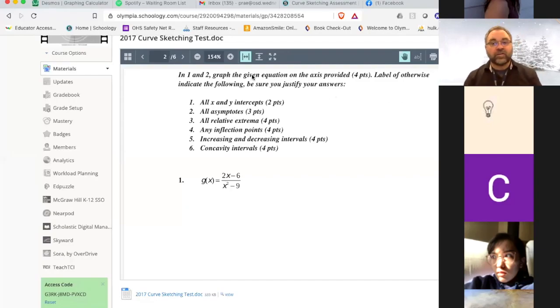So once again, just remember that when you do any of these things, we want to be sure we justify our answer. And I would say justify it with calculus. So make sure you give a calculus justification, not a pre-calculus justification for your answer. So, all right, here's what we're going to do.